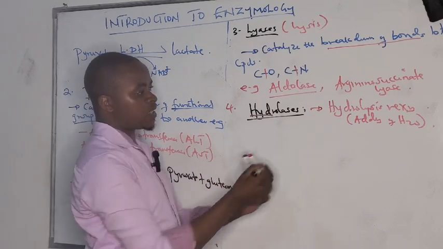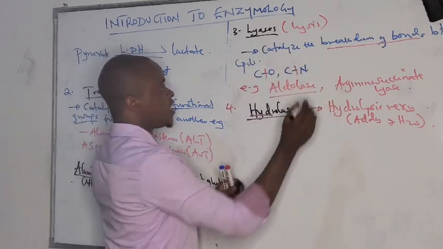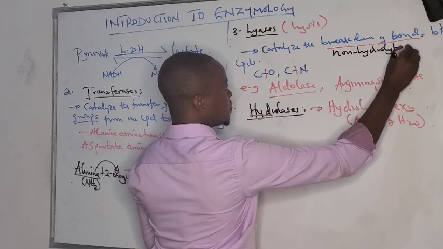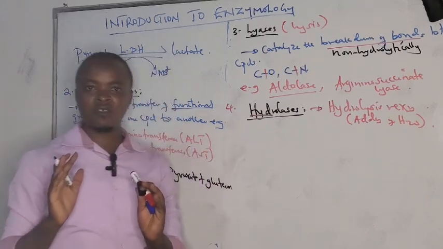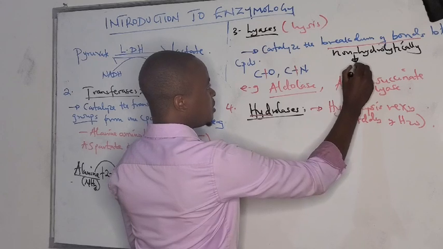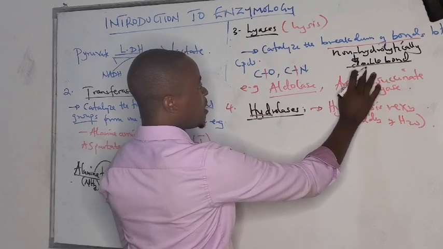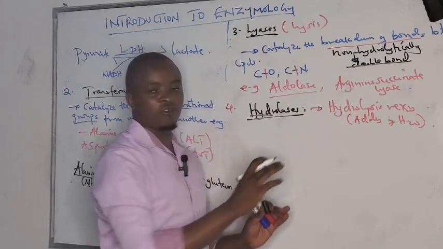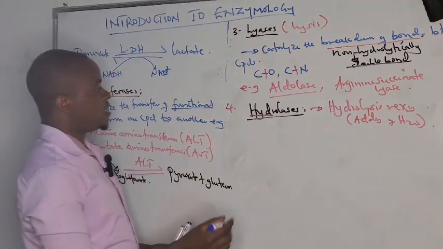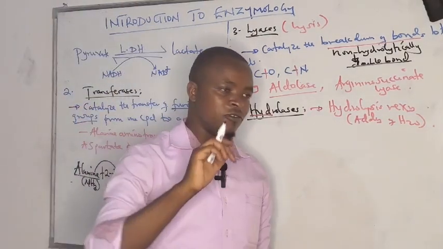Hydrolases break the bonds by addition of water, but Lyases break the bonds non-hydrolytically. They don't involve addition of water. Sometimes the end result, the product of Lyases, is always a double bond. Never forget that when Lyases break compounds non-hydrolytically, they lead to formation of a double bond. Then hydrolases break the bonds by addition of water.